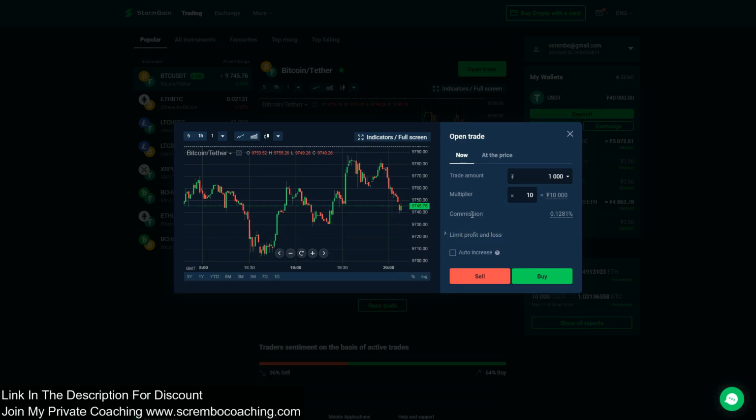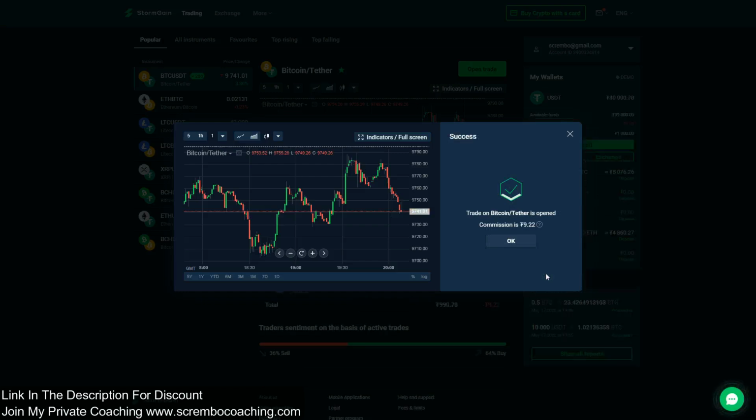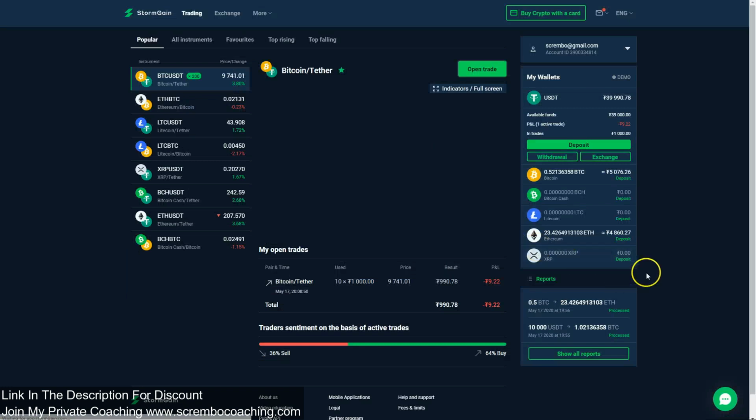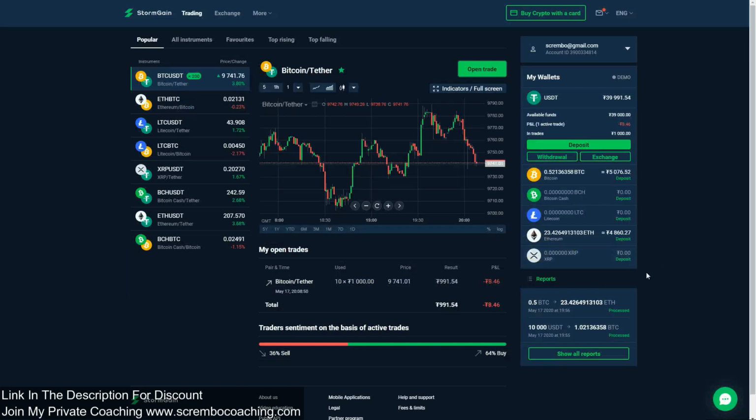So now we're just going to execute a trade and buy long without accepting the auto increase. We don't accept that, right? So we're going to click on buy. Commission was $9.22. Great. We're going to click on OK, and we have opened up our trade.